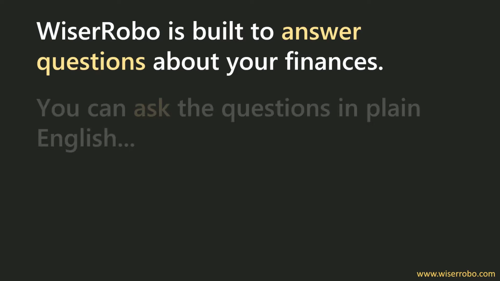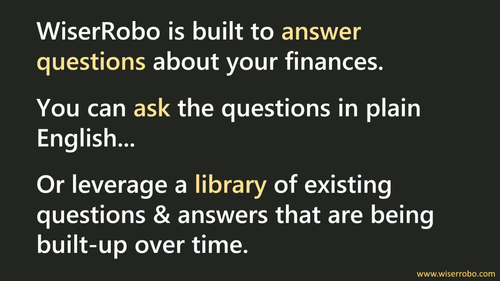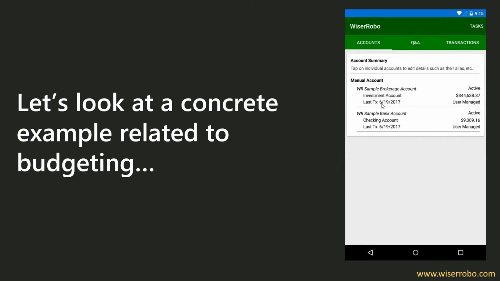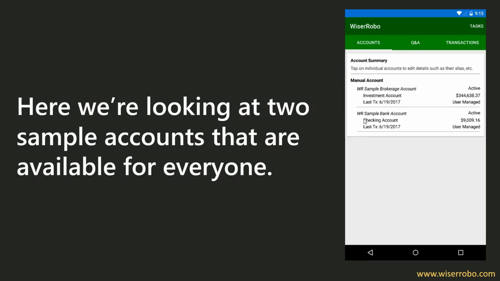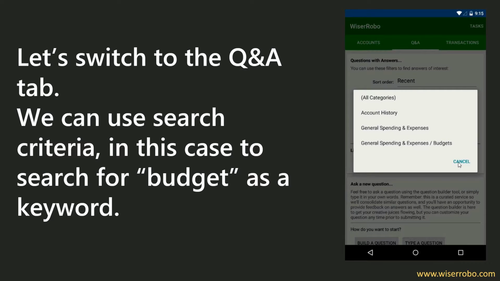WiserRobo can be thought of as a library of financial questions and answers. Let's take a look at a concrete example related to budgeting. Here we're looking at two sample accounts that are available for everyone. Let's switch to the Q&A tab.